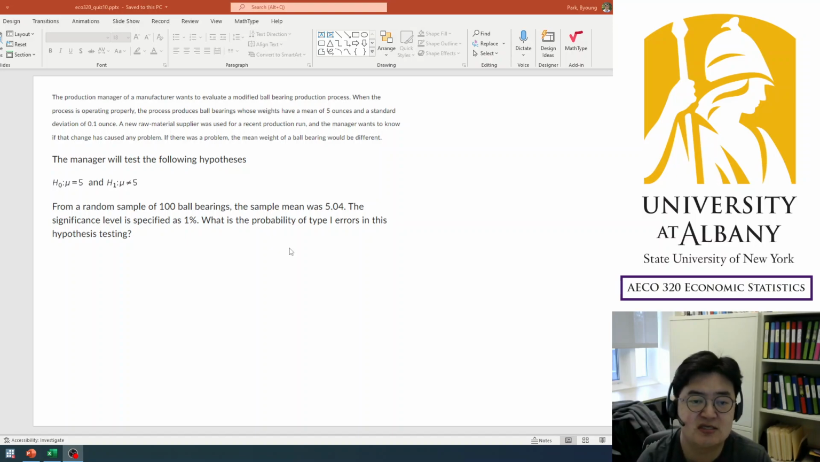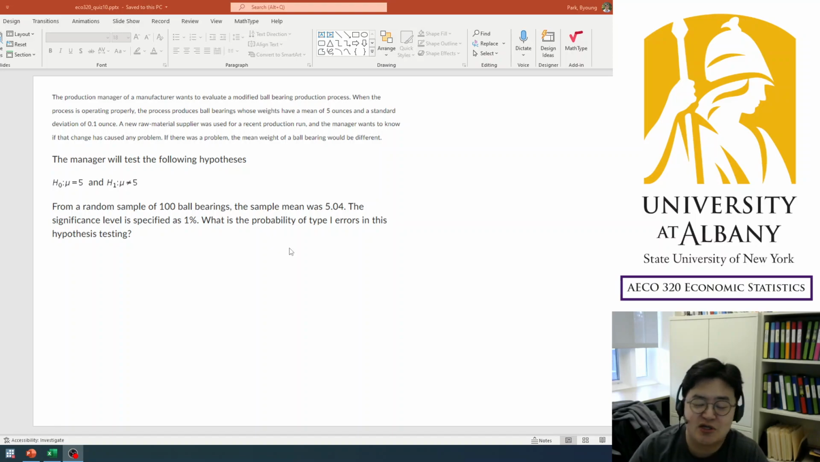The null hypothesis is that the true mean equals 5, and the alternative hypothesis is that the true mean is different from 5. From a random sample of 100 ball bearings, the sample mean was 5.04 ounces, right? 0.04 ounce difference. The significance level is specified as 1%. What is the probability of type 1 errors in this hypothesis testing?